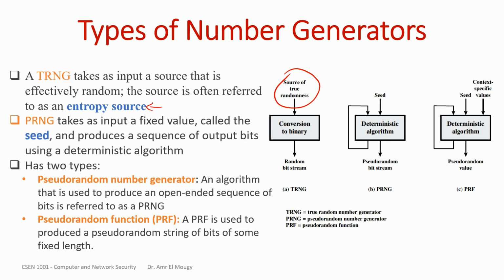Whereas a pseudo-random number generator takes as input a seed, an initial value, and out comes a sequence that appears to be random. It appears to exhibit randomness and unpredictability, but it is generated using a deterministic algorithm. Why is this important? Because if the receiver has the same seed, it will be able to generate the same sequence. And you have different types. You have a pseudo-random number generator. It generates just a continuous stream or continuous sequence of bits. And you have a pseudo-random function that just generates a fixed number of bits.